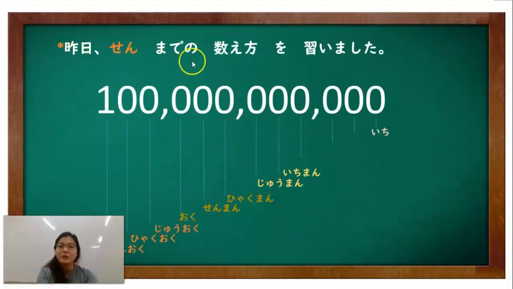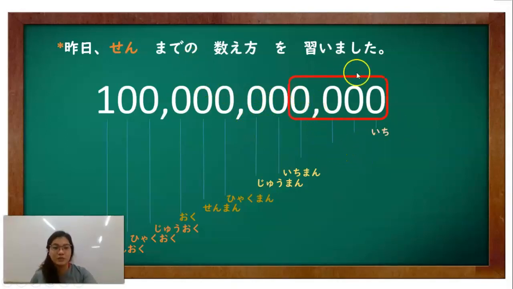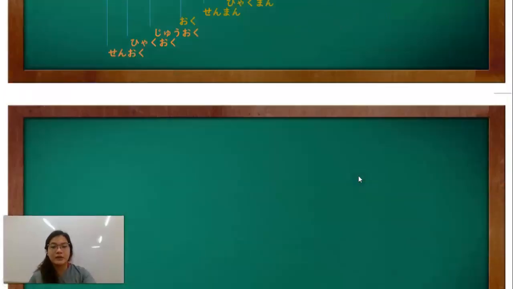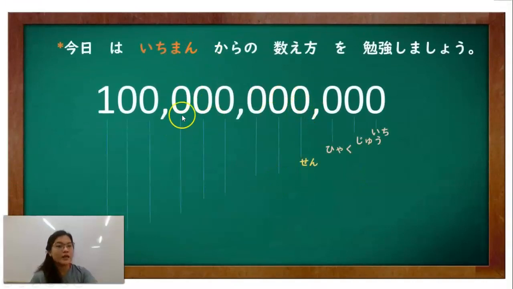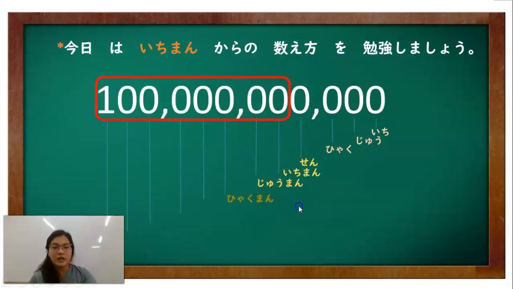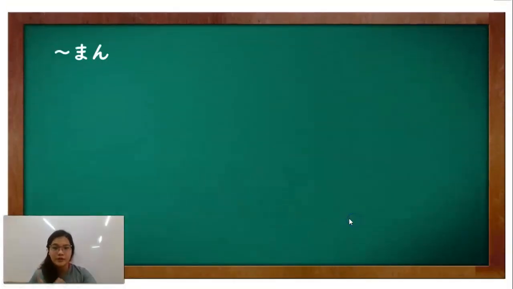Okay, so sen made no oshikata o naraimashita. We already know how to read this one. So from ichi, juu, hyaku, and sen. Okay, so in the next slides, ichiman kara oshikata o benkyou shimashou. So we are going to learn these parts in the numbers. So that would be from ichiman, juuman, hyakuman, senman, oku, juuoku, hyakuoku, and sen oku. So let's start from ichiman or just man.